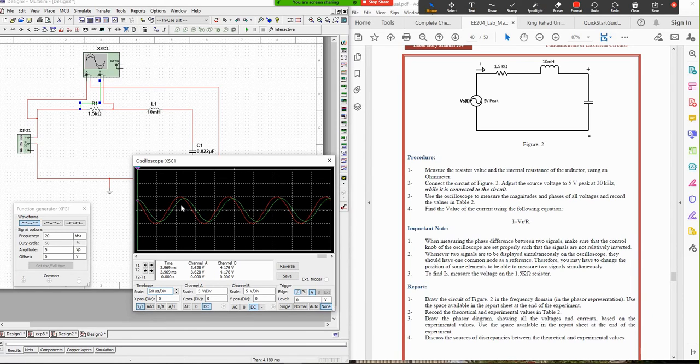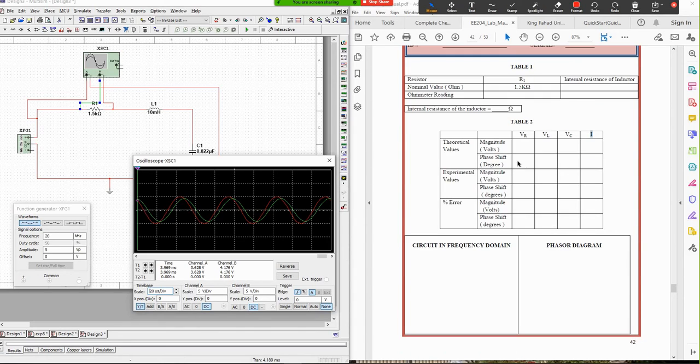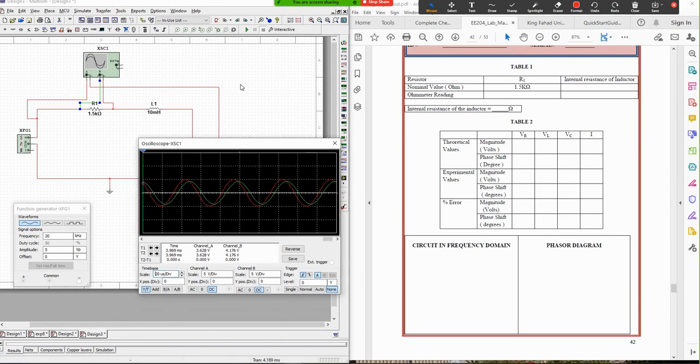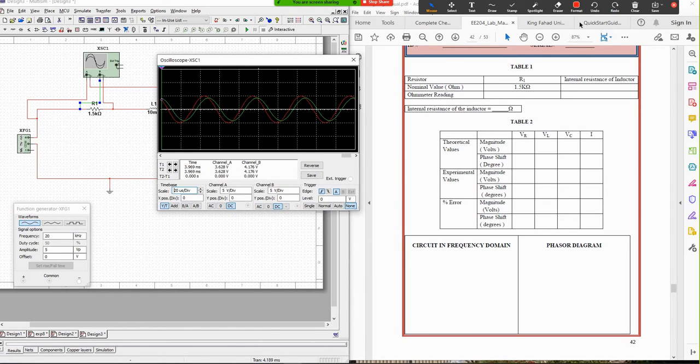So now what is next is to find the magnitude and phase shift as required in this table. Firstly, let's find the magnitude, or let's find first the phase shift. The phase shift can be found using this formula. Phase shift theta is equal to 360 times time shift all over period.